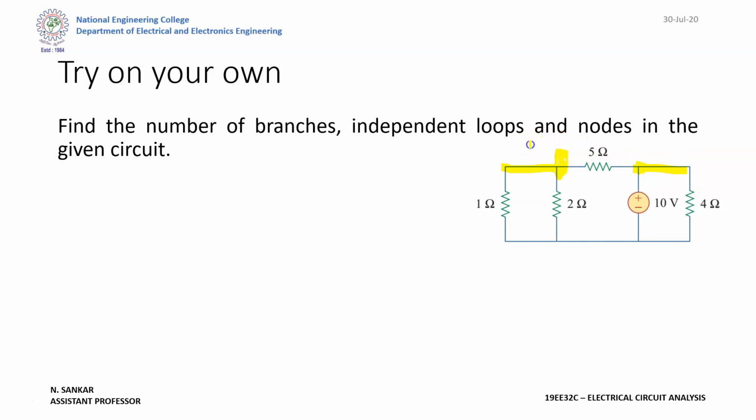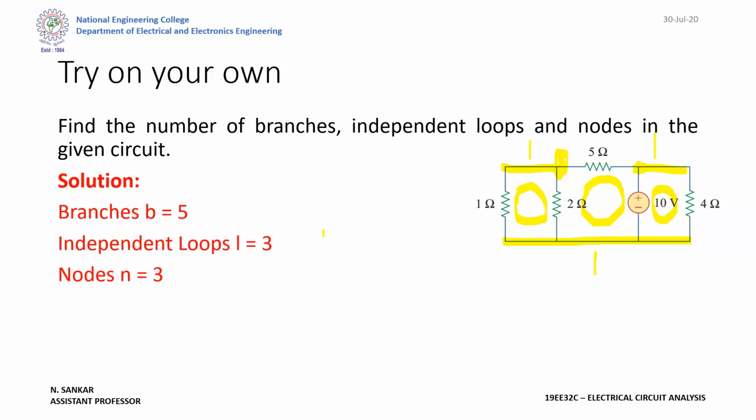So this is considered as one node, this is considered as another node, the second node, and here this can be considered as a third node. So number of nodes is 3. Similarly loops: 1, 2. So here we have one loop, and here one individual loop, and here one individual loop. So number of loops is 3. So this will be your answer. Number of branches 5, independent loops 3, and number of nodes is 3.